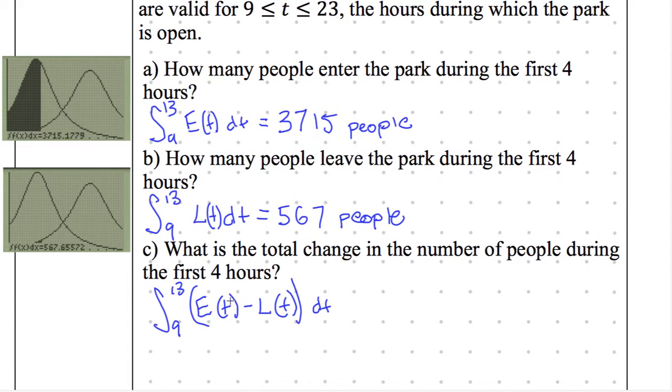This integral calculates how many people are, well, just what's changing in the positive direction. You could say LT minus ET, and that represents how many are leaving. So if that number is positive, that means I have a negative amount happening to the park. But usually you always want to think about it in terms of the positive direction, ET minus LT.